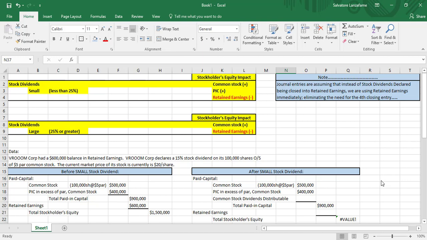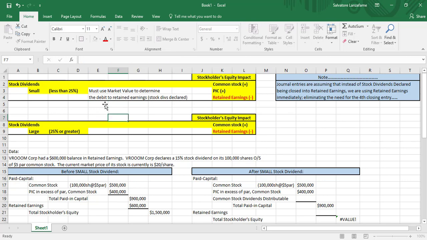So when you have a small stock dividend, you will have to use the market value. So we'll put in here: must use market value to determine the debit to retained earnings, or if you aren't using retained earnings, your stock dividends declared account.